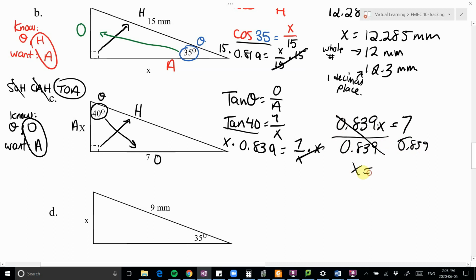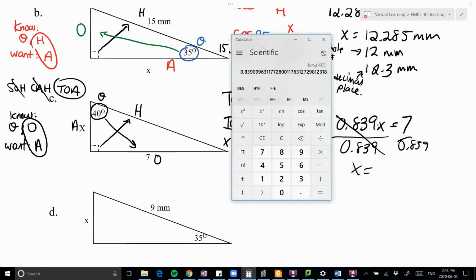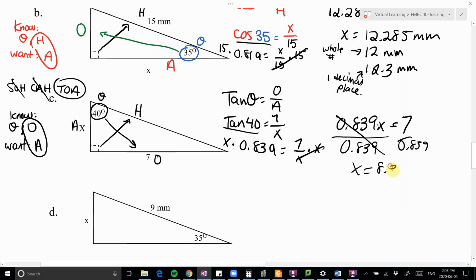X equals 7 divided by 0.839, which is 8.34. And we don't have a unit here, so I can't put a unit on it. Once again, you're going to check your question to see if it's asking. Mine doesn't ask for a certain length of answer, so I can kind of decide, and I like the 8.34. I might round it to 8 because the other one's a single number.